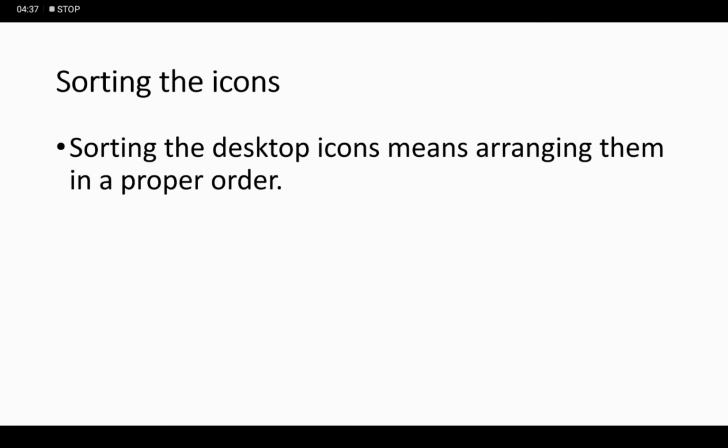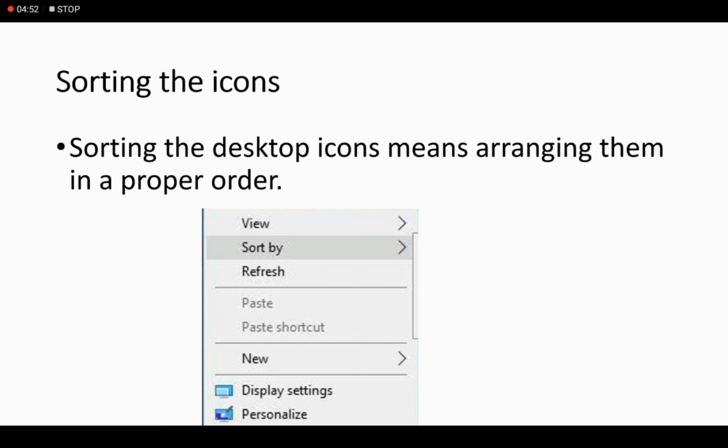Now next one is sorting the icons. Sorting the desktop icons means arranging them in a proper order. To do this, you just have to right click. It will show all the same options, but this time you have to click on the sort by option. Whenever you click on sort by, it will show you four different options. First one is name, second one is size, third one is item type, fourth one is date modified.